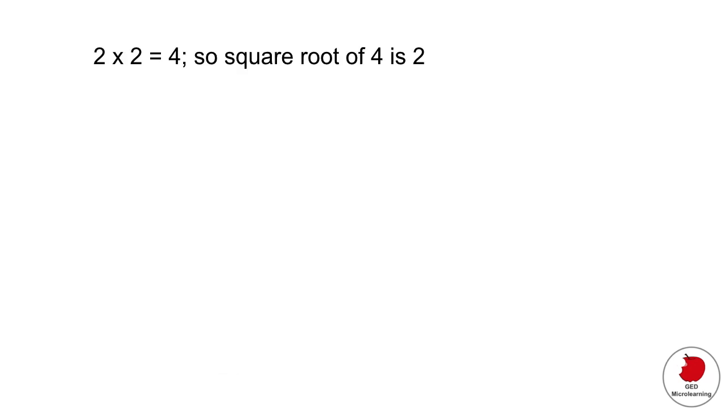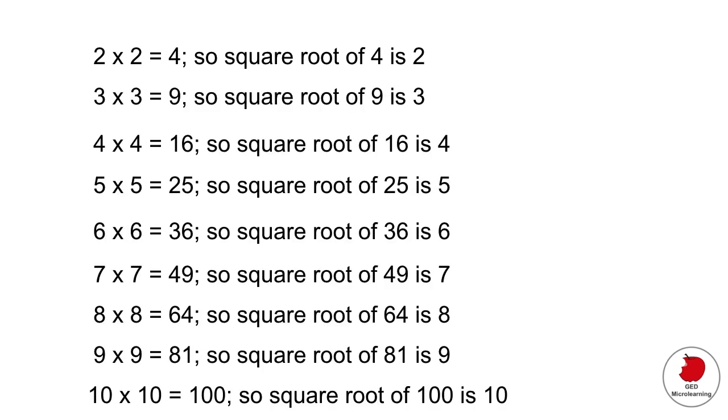It's really important that you commit these numbers to memory, the first 10 square roots at least, because this is going to save you a lot of time. So the square root of 4 is 2, because 2 times 2 is 4. Square root of 9 is 3, because 3 times 3 is 9, etc.